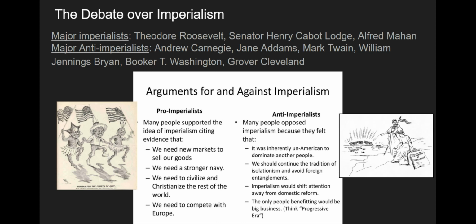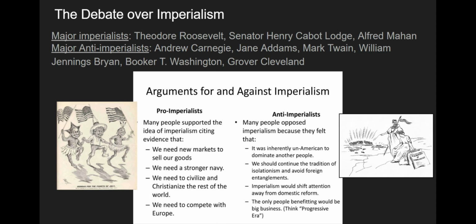And some of the major imperialists were Theodore Roosevelt, who's a big proponent, Senator Henry Cabot Lodge, and Alfred Mahan, while others were anti-imperialists. They felt that it was inherently un-American to dominate another people. That's kind of hypocritical. We should continue the tradition of isolationism and avoid foreign entanglements, just like George Washington told us to do. Imperialism would shift attention away from domestic reform.